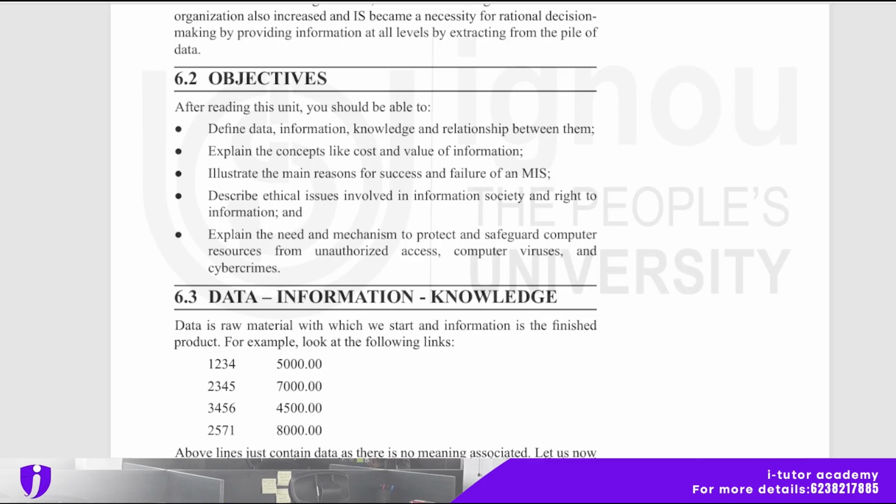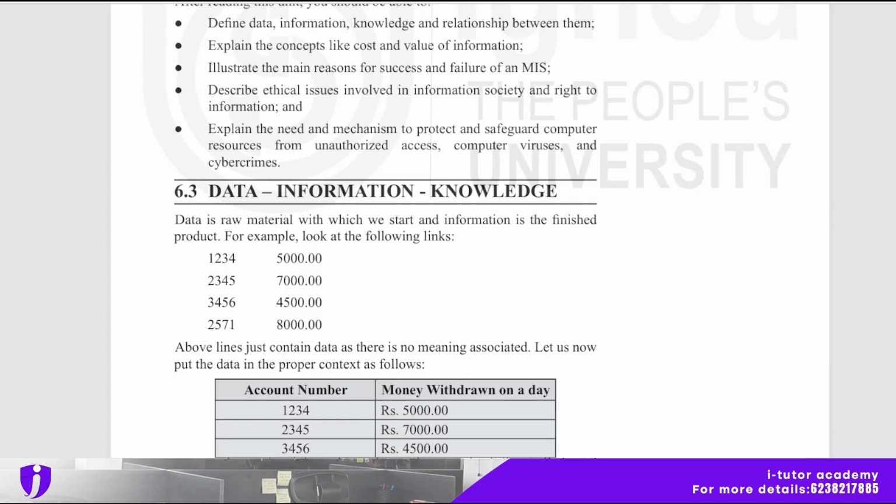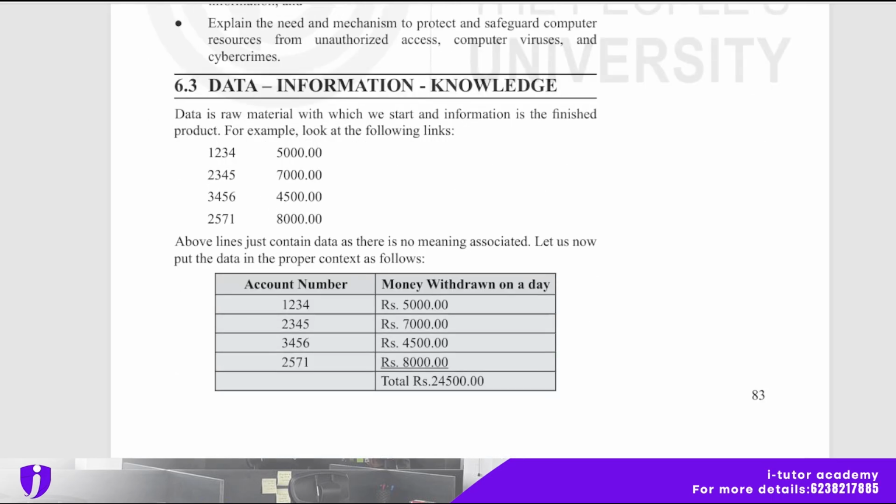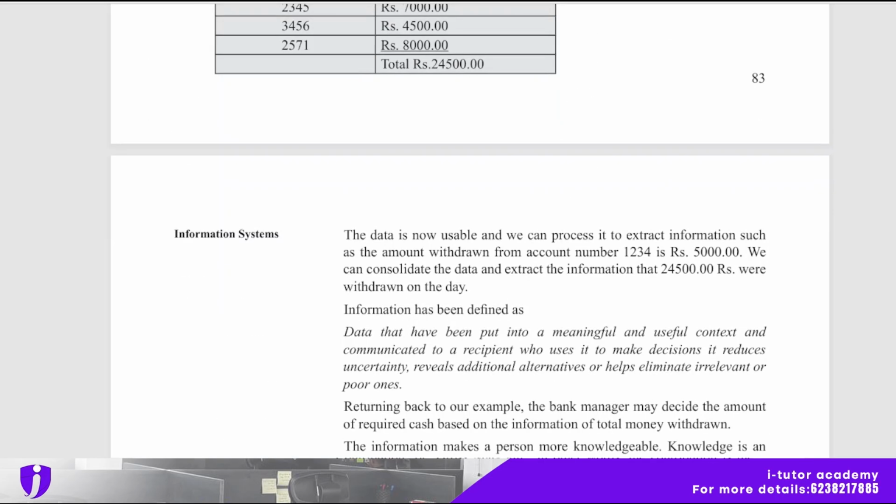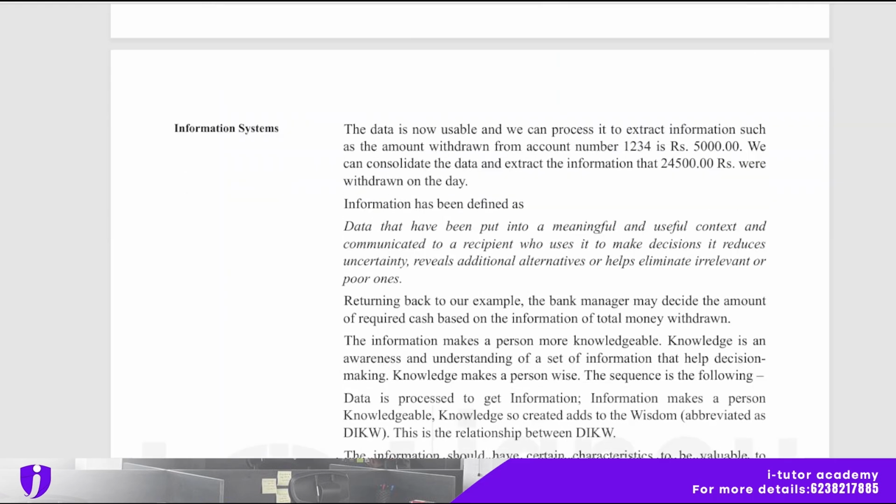And next is data, information, knowledge. So data is the raw material with which we start, and information is the finished product. So an example is here, this is data: account number, money withdrawn on a day. So these are a form of data. And information has been defined as data that has been put into a meaningful and useful context and communicated to a recipient who uses it to make decisions.